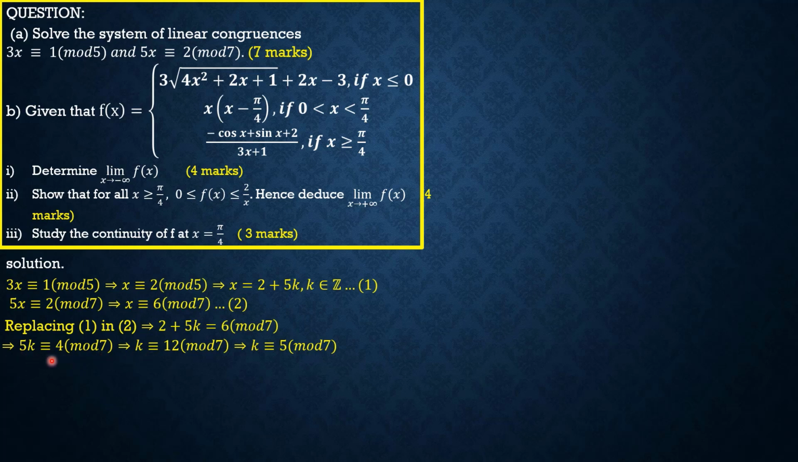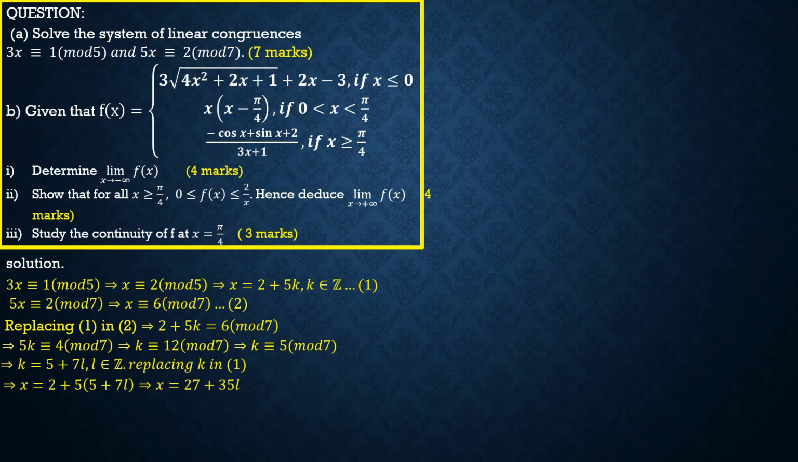So if you multiply by the multiplicative inverse of 5, which is 3, we get that k is congruent to 12 mod 7. But since 12 is greater than the modulus, we subtract 7 from 12, and we have that k is congruent to 5 in modulo 7. Now we can write this using the same notation: k is equal to 5 plus 7l, where l is a given integer.